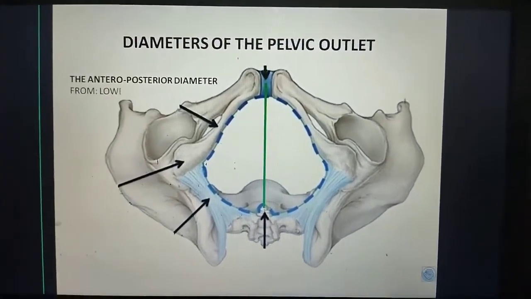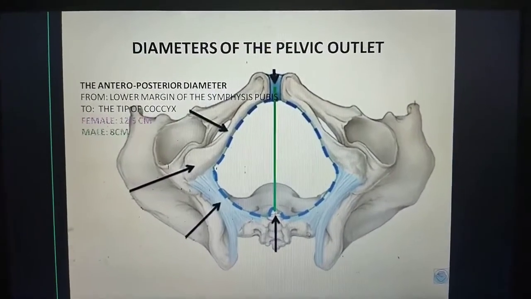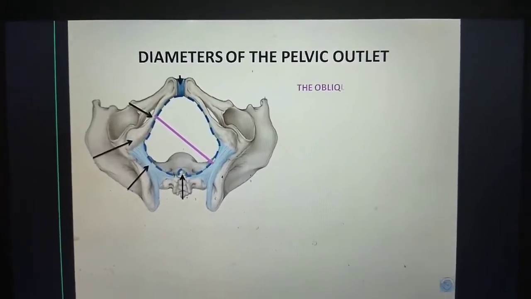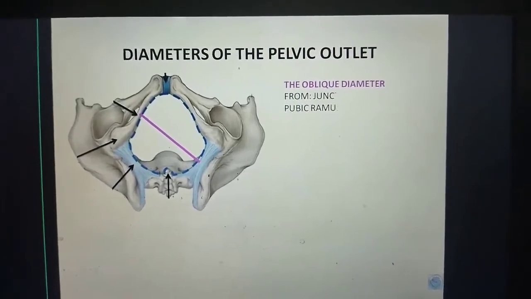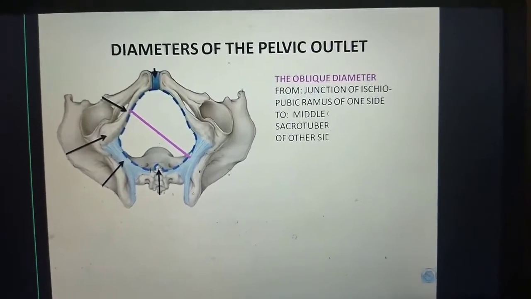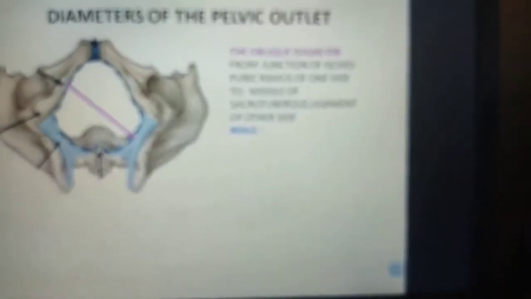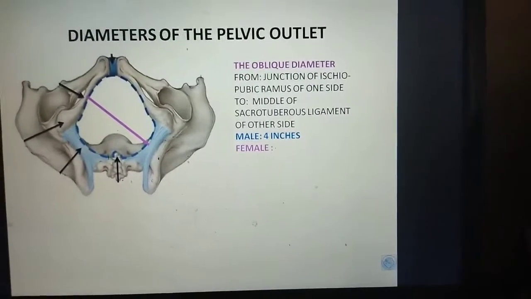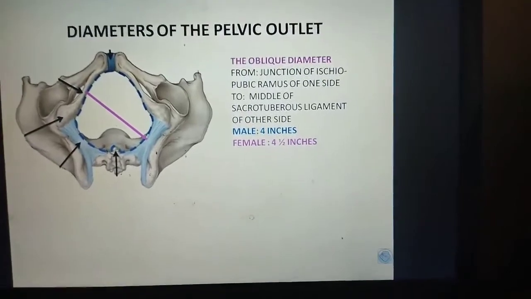The diameters of the pelvic outlet: the anteroposterior diameter from the lower margin of the symphysis pubis to the tip of the coccyx, and the oblique diameter of the pelvic outlet from the junction of the ischiopubic ramus of one side to the middle of the sacrotuberous ligament of the opposite side. Here again the oblique diameter in males is about 4 inches or 10 centimeters, and in females it is 4.5 inches.